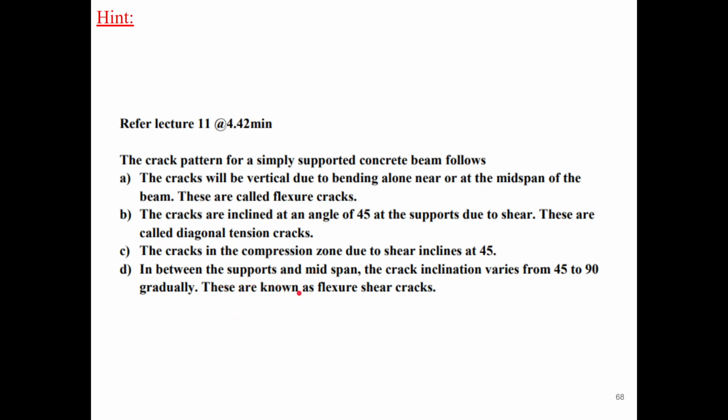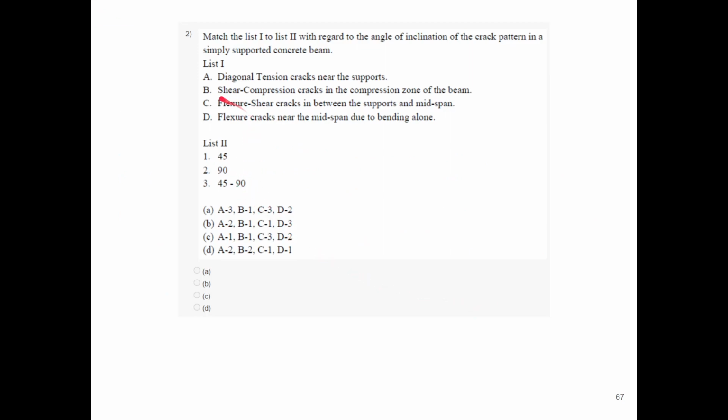Okay, so these are known as flexure and shear cracks. Flexure shear cracks, because both of the cracks are present in this type of cracks. So if it is near to 45 it will be shear. If it is near to 90 it will be flexure. So it will be both flexure shear cracks. So matching that, we can say that A will be this one. A will be 1.